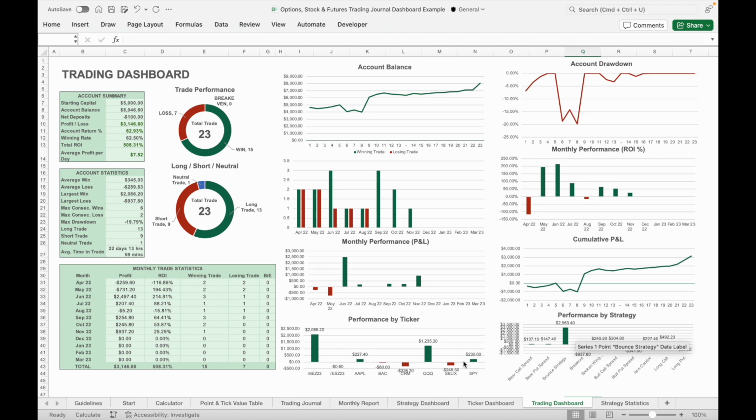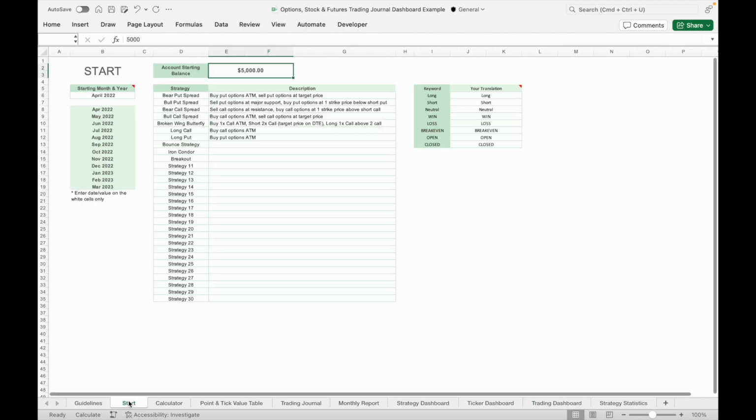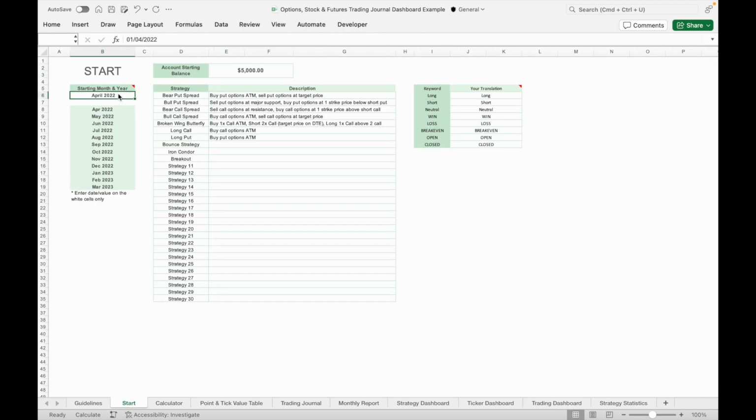Before you begin, head to the Start tab and set your starting month and year. The journal will automatically generate a 12-month timeline for your reference. Define your account's initial capital and input up to 30 unique strategies to stay organized and track your performance across different approaches. If English is not your primary language, you can customize some of the labels in this journal to your preferred language by replacing the words in the white cells.